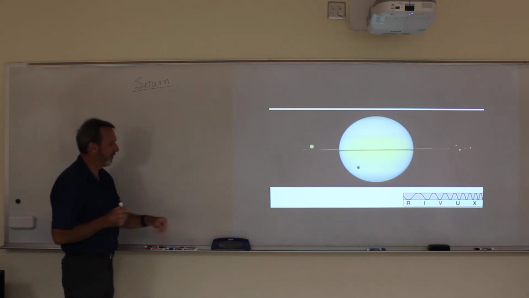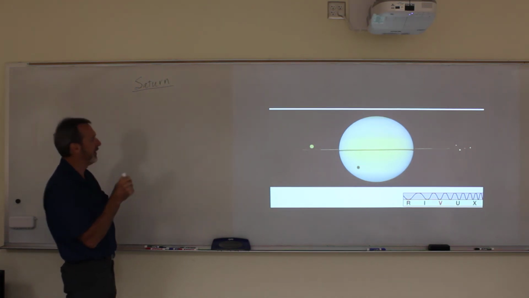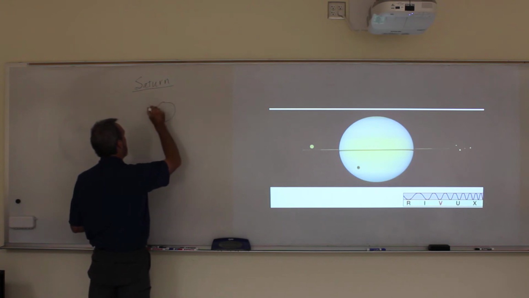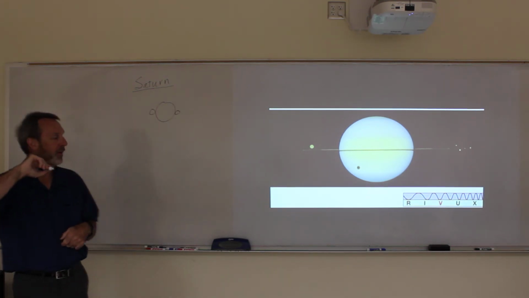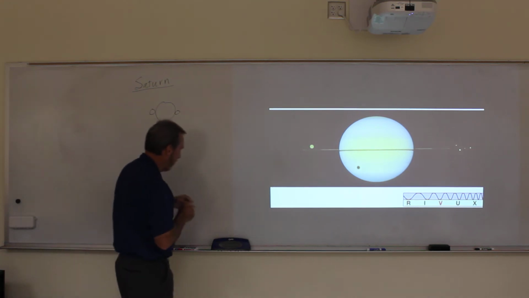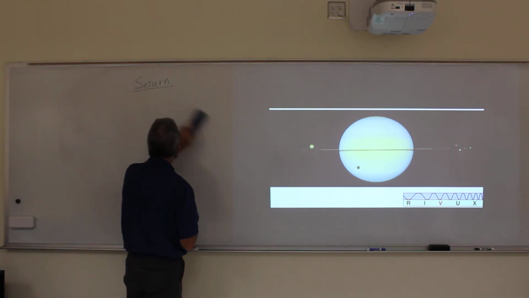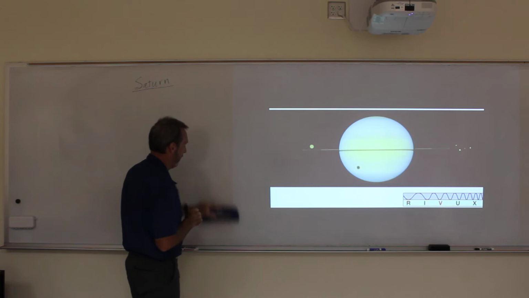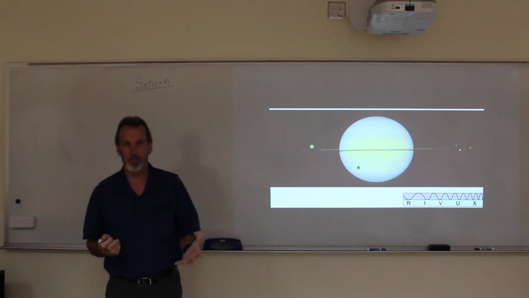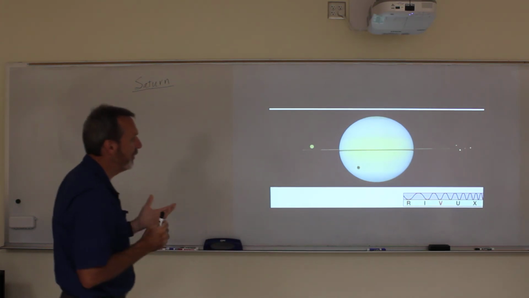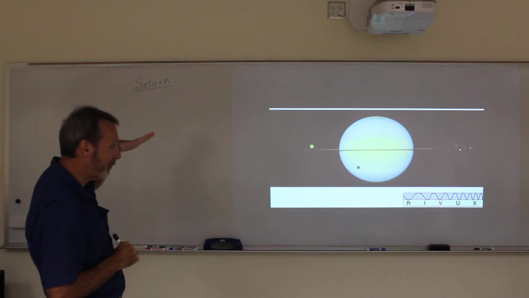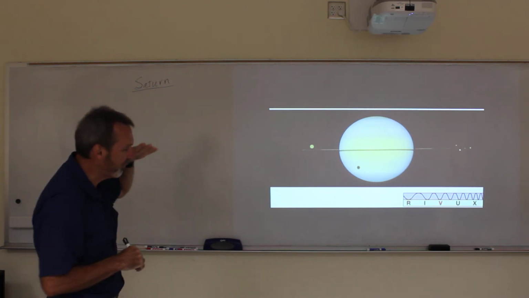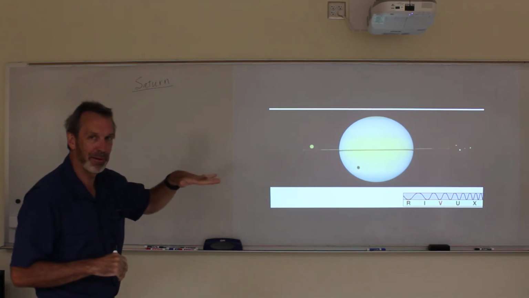And then at one time he thought it had two moons right next to each other. In fact, he drew a picture in his notebook. He thought it looked like this, okay, with ears. And then he realized later that those moons just disappeared. Well, we now know from going backwards, because he kept the date he saw it, what really happened was he just saw the rings edge on, and so in his telescope they completely disappeared.